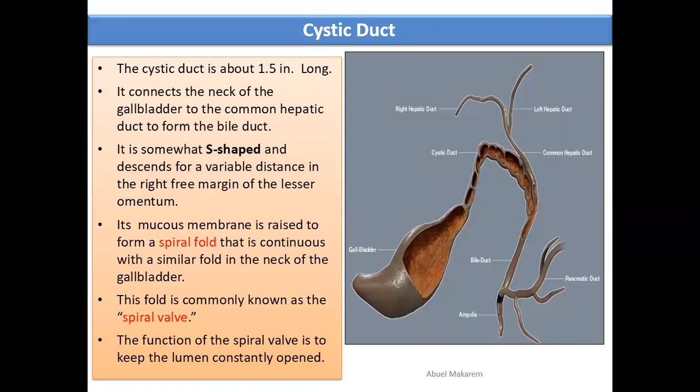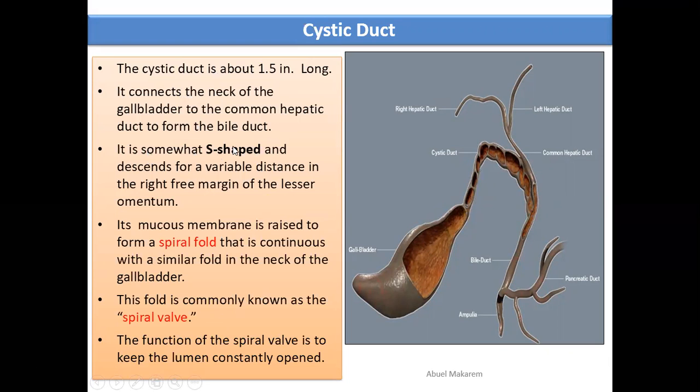Now coming to the cystic duct. This is the gallbladder here, and this is the cystic duct. The cystic duct is almost 1.5 inches long. It connects the neck of the gallbladder to the common hepatic duct, joining it to form the bile duct here.